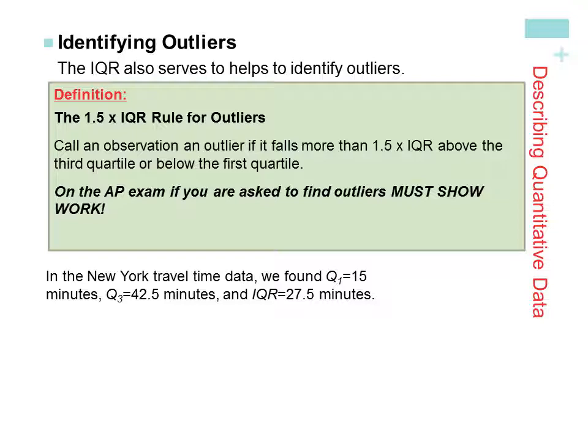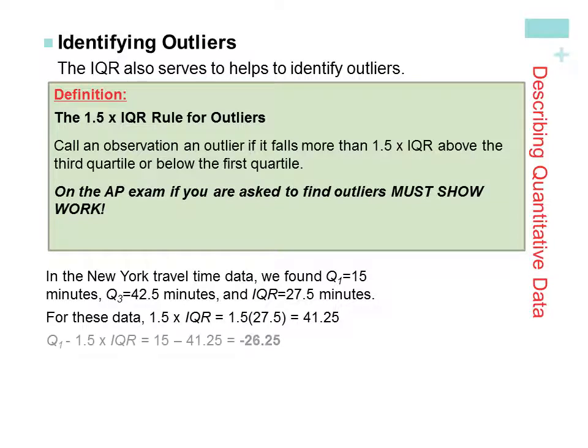Let's take a look at the New York travel time data. We said that Q1 was 15, Q3 was 42.5, and the IQR was 27.5, which is Q3 minus Q1. What points in our New York travel times are going to be outliers? You take 1.5 times the IQR. 1.5 times 27.5 is 41.25. So it's an outlier if it's 41.25 above Q3 or 41.25 below Q1.